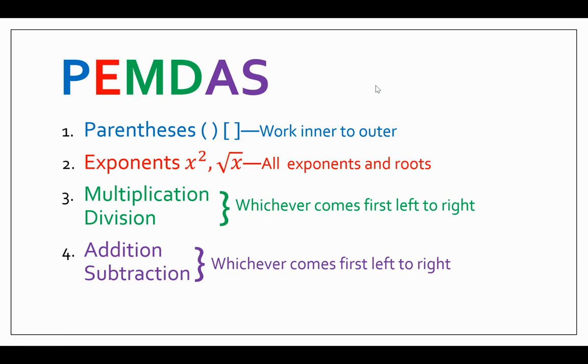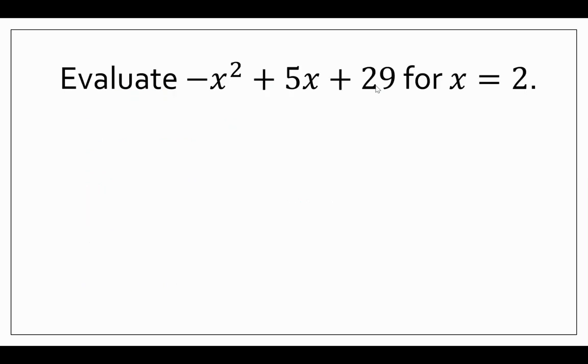Exponents are next. E is for exponents, x squared, or roots. All exponents and roots is what we do. And then we move on to multiplication, division, whichever comes first. We move this left to right. That's why they're both kind of together. And then we finally finish up with addition, subtraction, the AS, whichever comes first, and we work again from left to right. There's a reason we have these rules set up. It's so we can solve problems in a normal and factual manner.